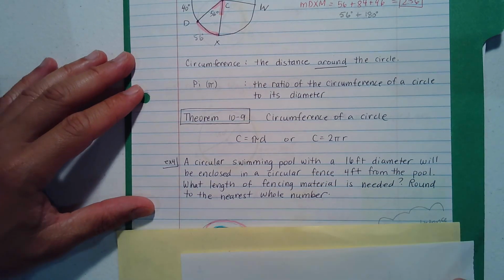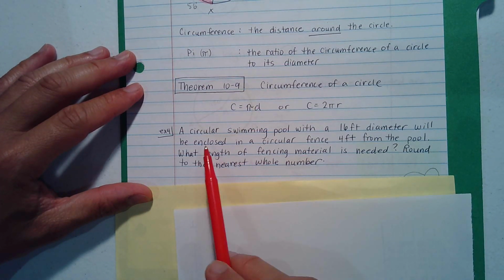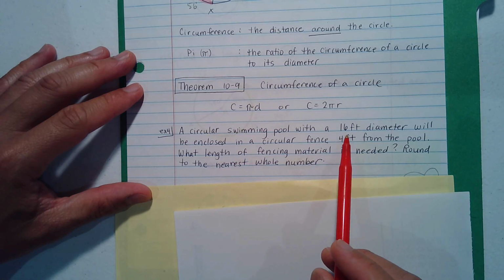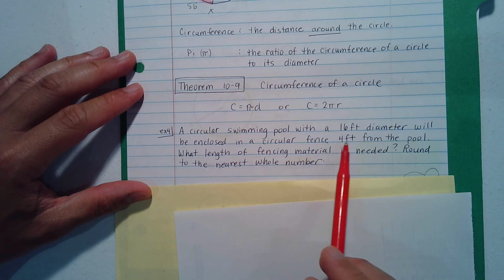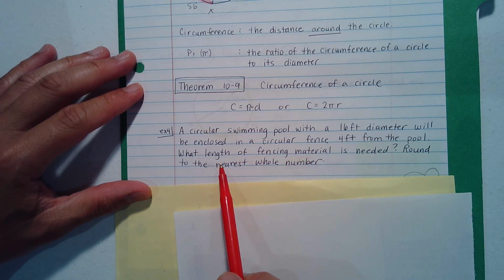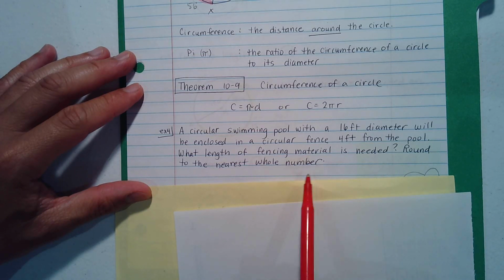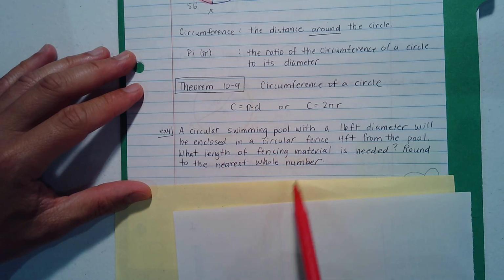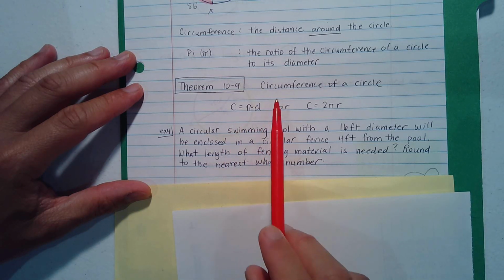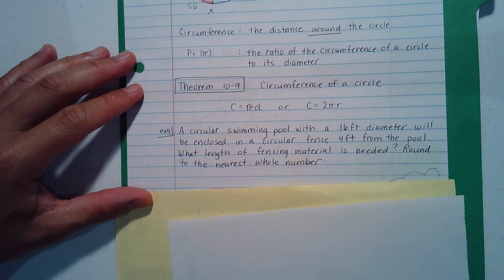So in example 4, it's asking us to solve this word problem. A circular swimming pool with a 16-foot diameter will be enclosed in a circular fence 4 feet from the pool. What length of fencing material is needed around to the nearest whole number? So again, they want the amount of fencing around the pool. So that means we're looking for circumference.